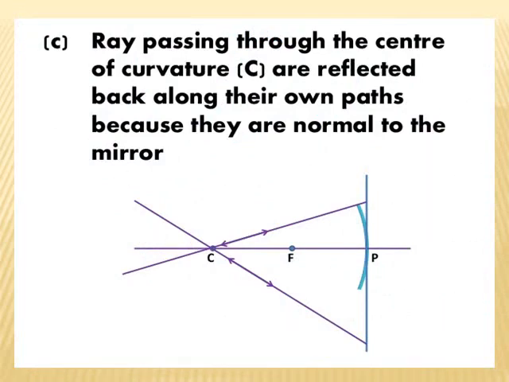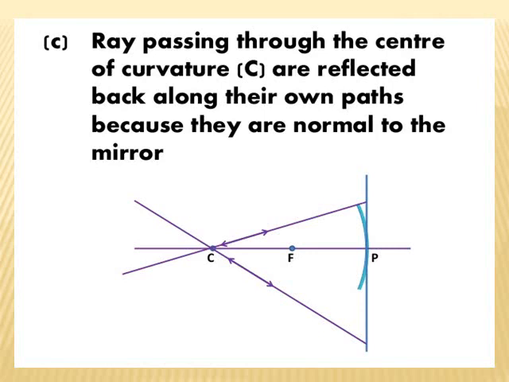The next rule says, any ray passing through the center of curvature is reflected back in the same path. So the incident ray and the reflected ray for this case will be one and the same. Here there are two lines which pass through the center of curvature. So what happens after it strikes the mirror?